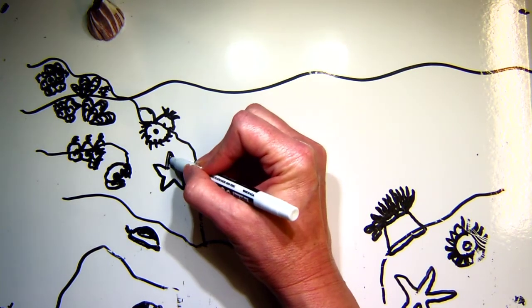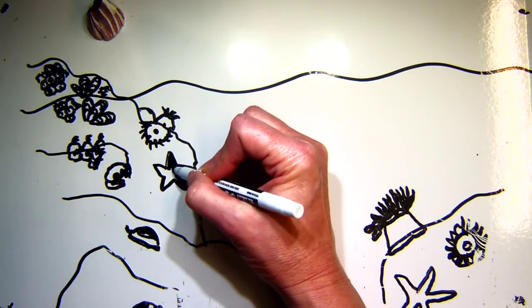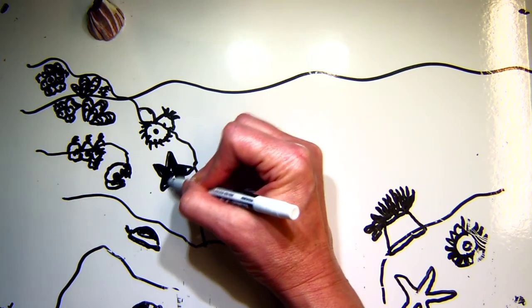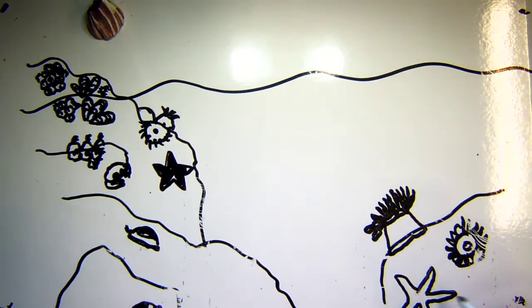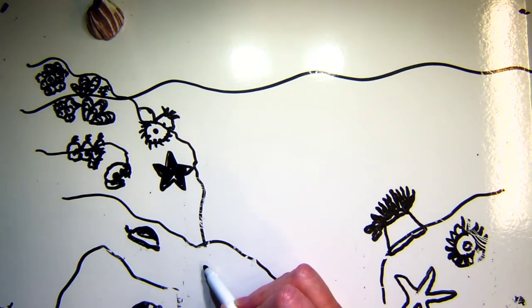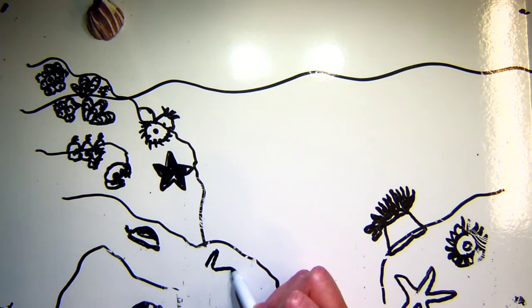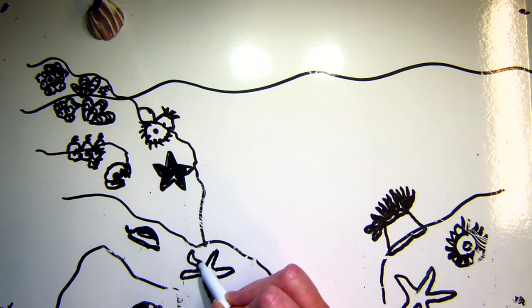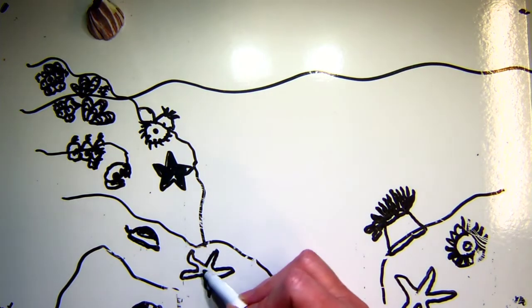Okay, and there's lots of questions coming in. So let me try answering those questions. And you guys can fill in some sea stars all over your drawing. I'm going to draw another one down here. And remember, they have arms that can be not always straight. They can be different shapes.